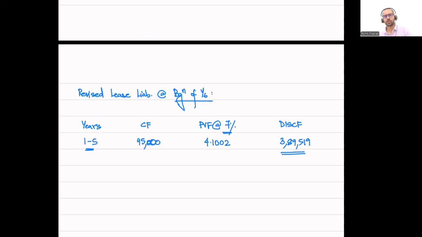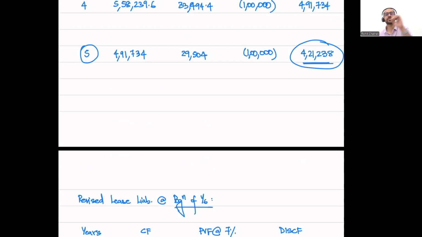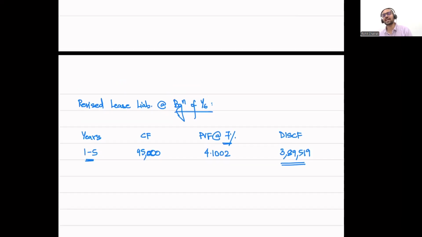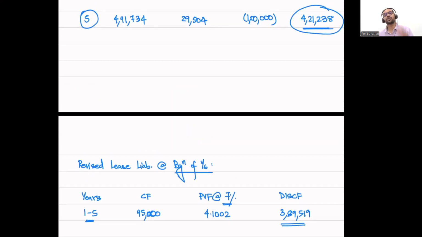Before the modification took place, the lease liability in the books was 4,21,838. After the modification, the lease liability that should be recognized in your books of accounts is 3,89,519. Therefore, there is a reversal of lease liability that is required. Your lease liability, which was earlier standing at 4,20,000, should now be reduced to 3,89,000. Therefore, in your books of accounts, there should be a reversal of lease liability.